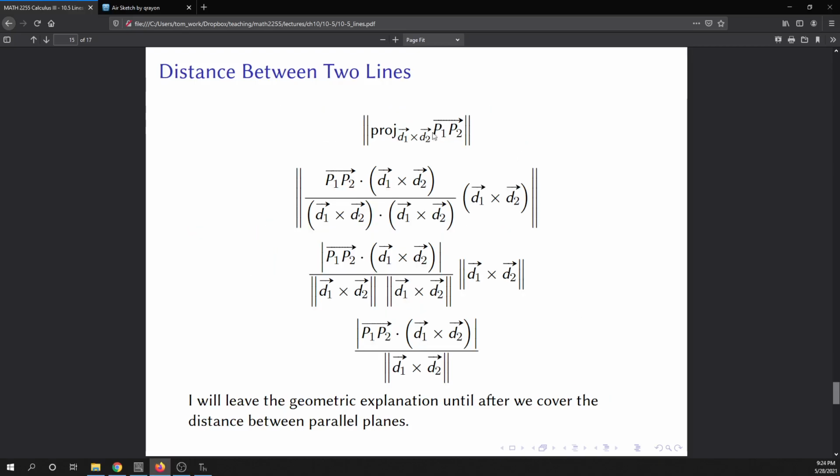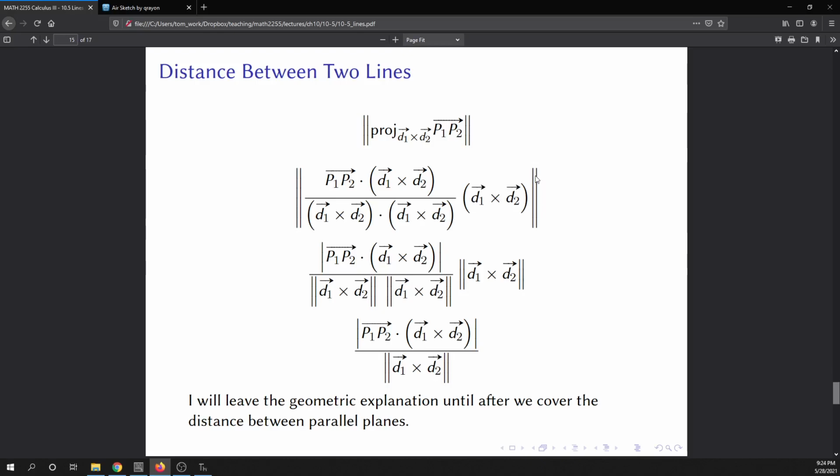Here I have the projection of the vector from P1 to P2 onto the cross product. All right, and I'm taking the magnitude of it. So here I've just replaced this with the formula for the orthogonal projection, right? I'm projecting the vector from P1 to P2 onto the cross product. So that's going to be the vector from P1 to P2 dot the cross product, divided by the dot of the cross product with itself, times all that scalar multiplied times the cross product. So this is just replacing this with the formula for orthogonal projection.